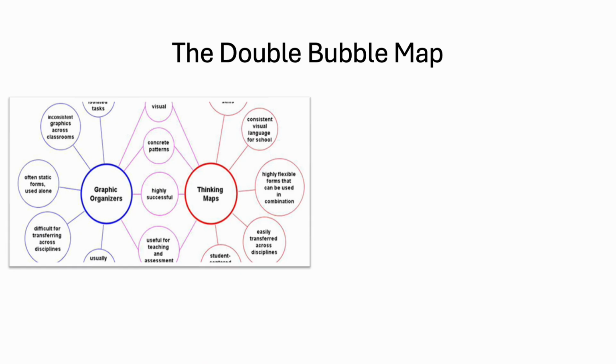So, here is our example of a double bubble map that you can see. And it is between graphic organizers and thinking maps. Notice the use of color here. And this emphasizes relationships to an even higher level. Students can use the color as a clue for writing or talking about the map's content.